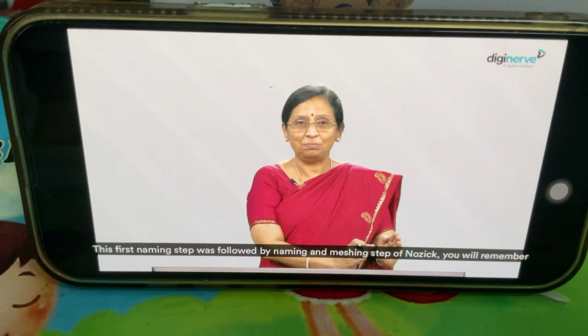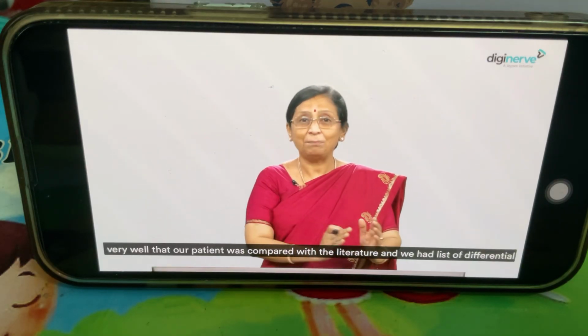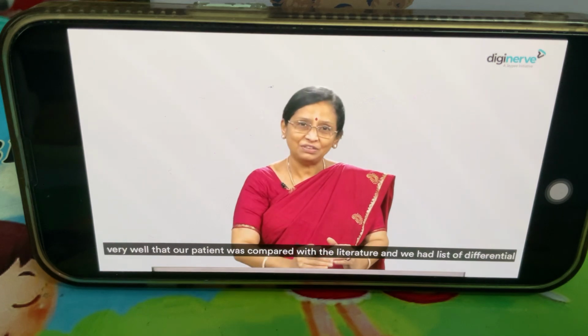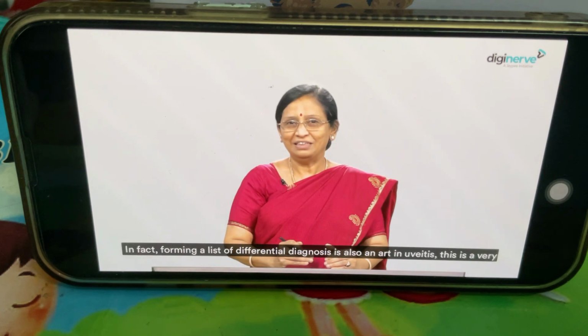This first naming step was followed by the matching step of Nozik. You will remember very well that our patient was compared with the literature and we had a list of differential diagnoses. In fact, forming a list of differential diagnoses is also an art in uveitis. This is a very interesting phenomenon.